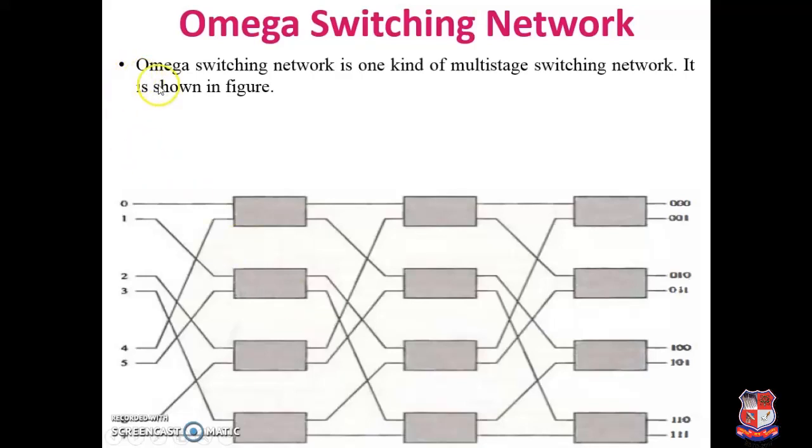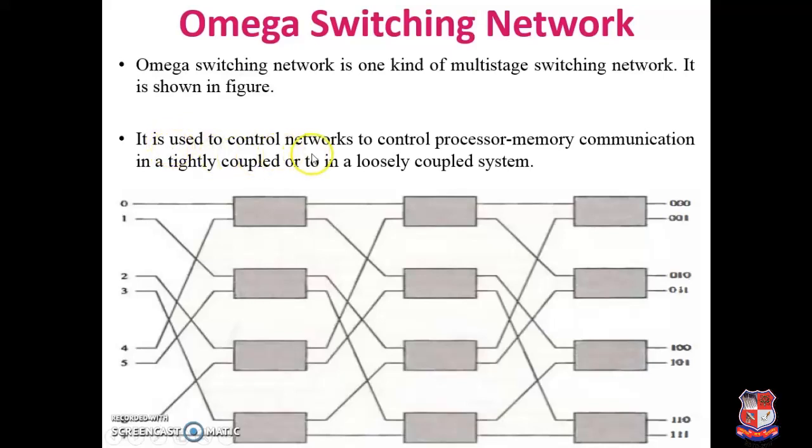Let's see. Omega switching network is one kind of multi-stage switching network. Now you can see over here there are multiple switches at different levels, as shown in the figure. It is used to control processor-memory communication in a tightly coupled or a loosely coupled system. So mostly it is used in multiprocessor systems.